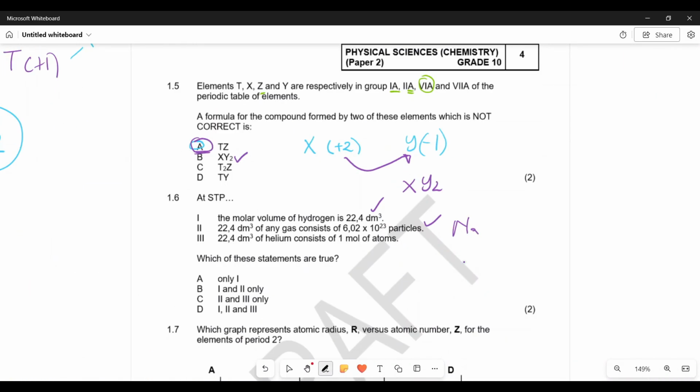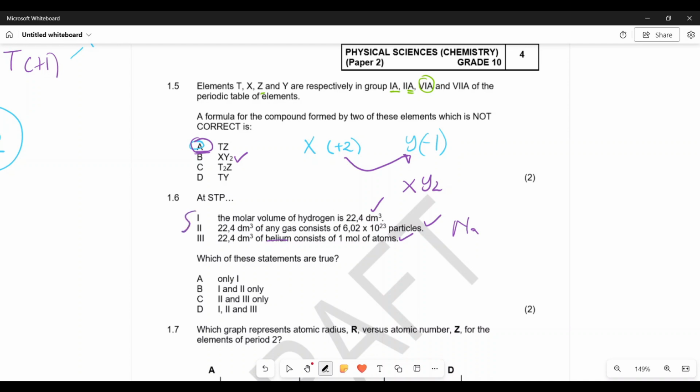Now, 22 decimeter cubed of helium consists of 1 mole of atoms. Remember, when you're dealing with STP, you're dealing with gases. Helium is a gas, right? So at STP, 1 mole of any gas would occupy 22.4 decimeter cubed. Helium is a gas, hence 1 mole of helium would occupy 22.4 decimeter cubed, which is your volume. So this is also correct.